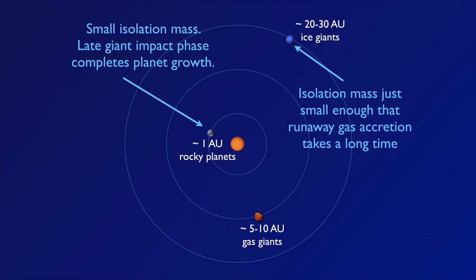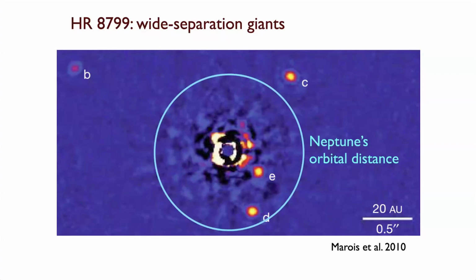But we all know that a lot of the assumptions that have gone into this have changed since the discovery of exoplanets, and a lot of work has been done on how gas interacts with solids and disks and changes these growth processes. And one of the main early drivers of this, and still an icon because it hasn't been reproduced, is the HR 8799 system, wide separation giants, and Neptune's orbital distance is on here, and these are about 5 to 7 Jupiter masses. And these things just do not conform to that model at all. They're way too distant, they're way too massive.